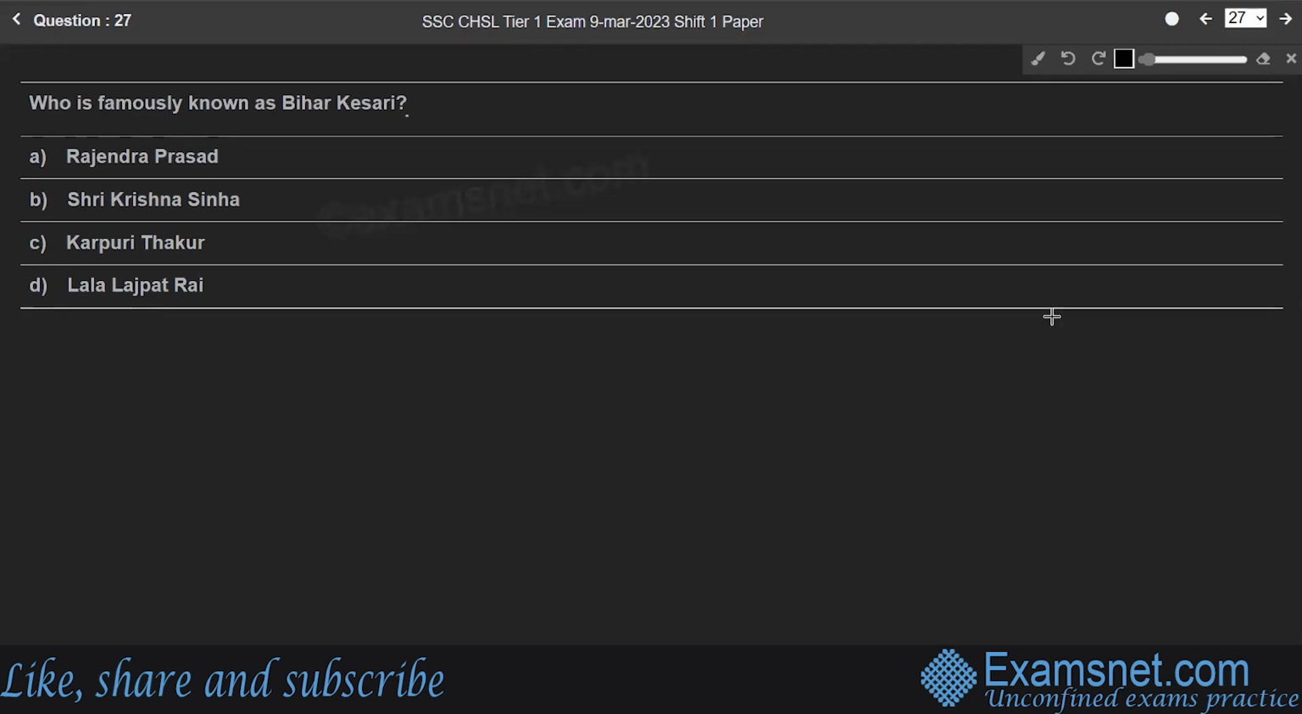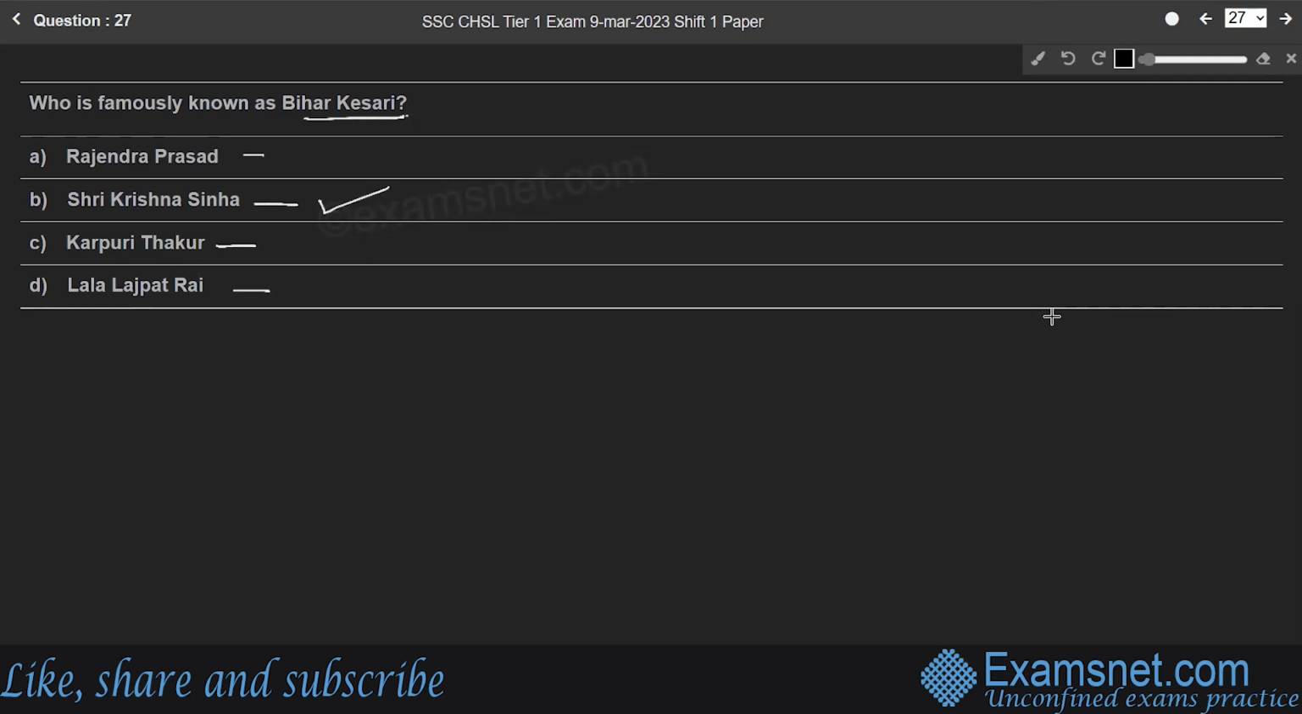Question 27. Who is famously known as Bihar Kesari? The options are Rajendra Prasad, Shri Krishna Sinha, Karpuri Thakur and Lala Lajpat Rai. Shri Krishna Sinha is known as Bihar Kesari. He was the first Chief Minister of Bihar. He is credited to be the first Chief Minister in India to have ended the Zamindari system. He led the Dalit entry into Vaidyanath Dham Temple, Deoghar. He was a Gandhian freedom fighter.